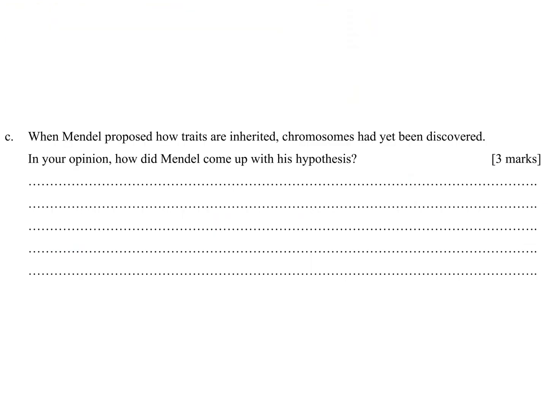Last question for 26.4 classwork. When Mendel proposed how the characteristics of the trait are inherited, chromosomes had not been discovered yet. In your opinion, how did Mendel come up with his hypothesis? Why is he so brilliant to think about all these on his own and get the conclusion? This is a little bit tricky and related to the nature of science. Let me give you the answer directly.